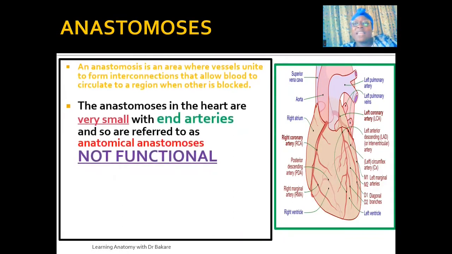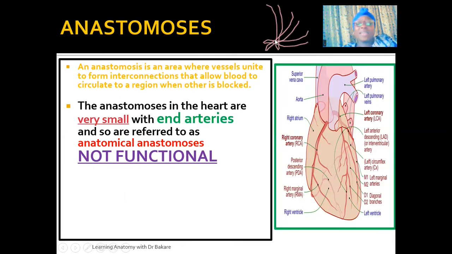In the wall of the heart, the anastomosis that is created by branches of the right and the left coronary artery are different from the normal configuration of anastomosis seen in different regions in the body. These are anatomical anastomoses. They structurally present the configuration of anastomosis, but do not exhibit the functions that anastomosis exhibit. This is the kind of configuration that they present. At the point where they connect, they are very small end arteries.